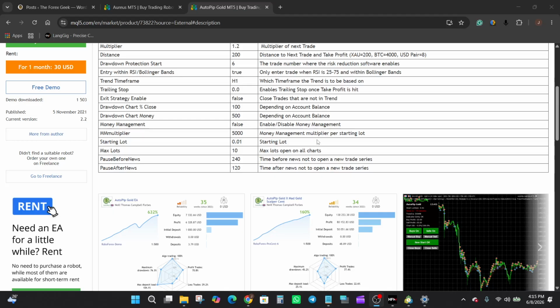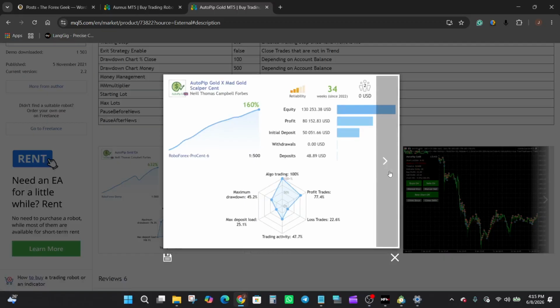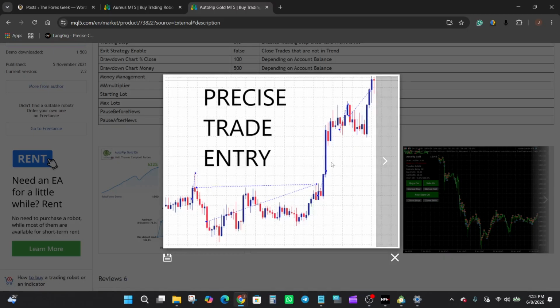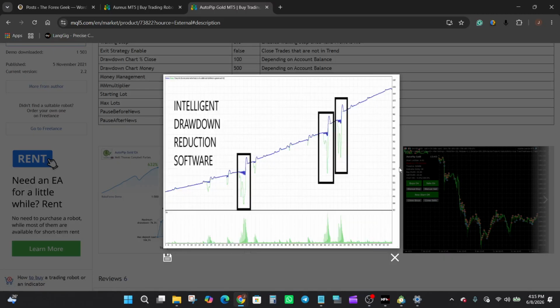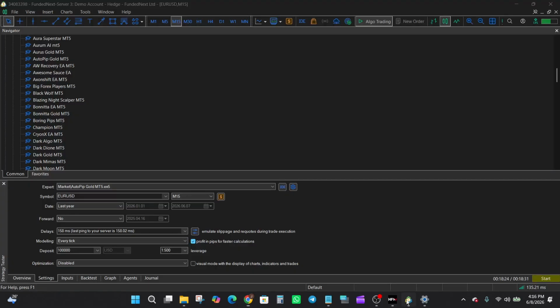When reviewing historical testing performance, I'm focusing on how the EA behaves within the duration of our backtesting. All right, so based on the images that we have here, this is just basically showing the EA's activities, and then this is showing the profit. This was 3 weeks, 31%. Let's just head over to our strategy tester.